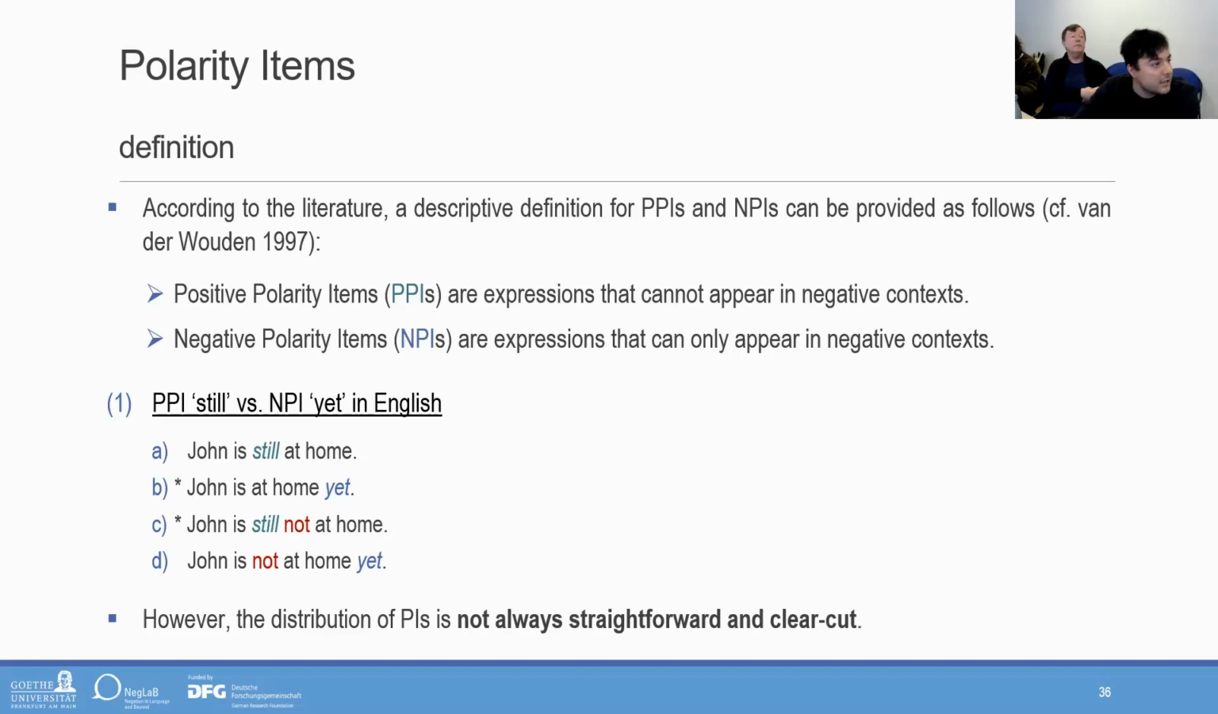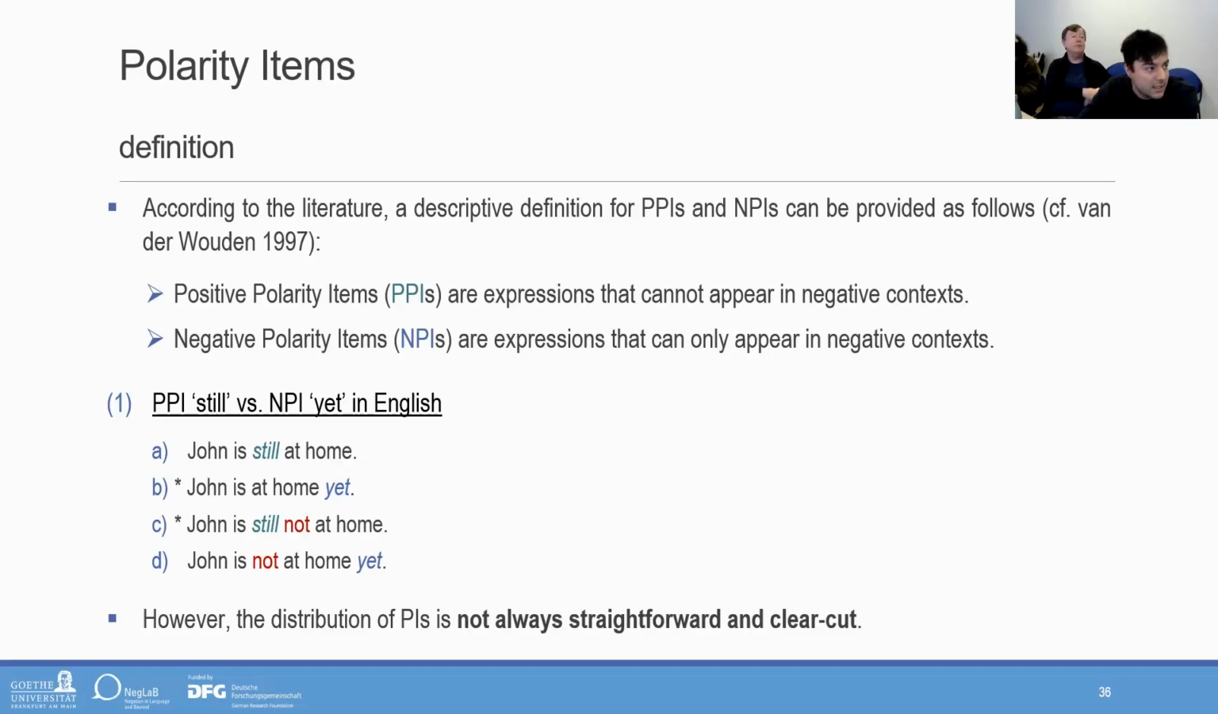Like, for example, the English PPI, NPI pair still and yet. If we compare them, something that is a PPI like still can only happen in positive sentences like A, John is still at home, but it cannot happen in C, for example, John is still not at home. Whereas the other one, the NPI, cannot happen in a non-negative context, like in B, John is at home yet, which is grammatically not acceptable. And we need a negative context to be able to use this element, something like John is not at home yet.